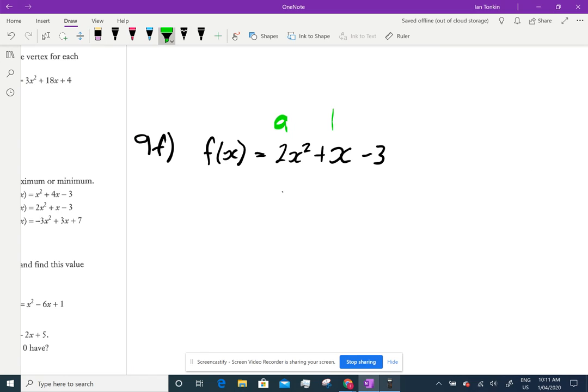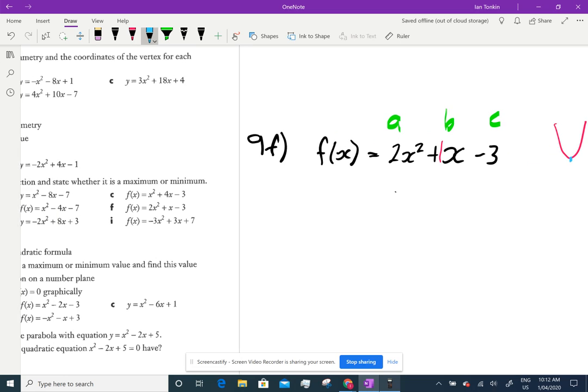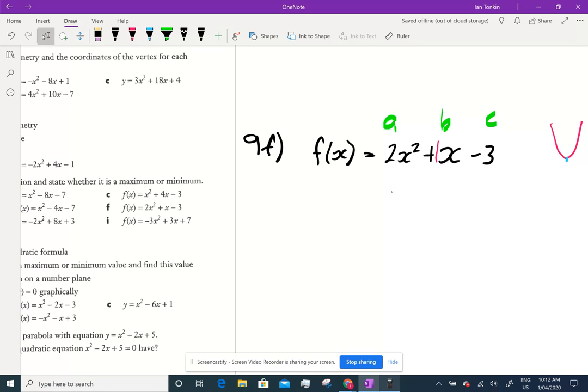There's my A, there's my B, there's my C. Remember, if there's nothing in front of it, there is a 1 there. I know that this is a positive parabola, so we're going to get a minimum, the turning point, so it's a minimum.